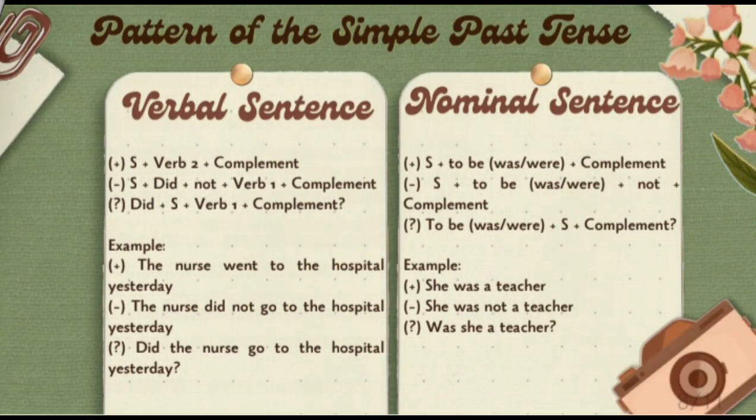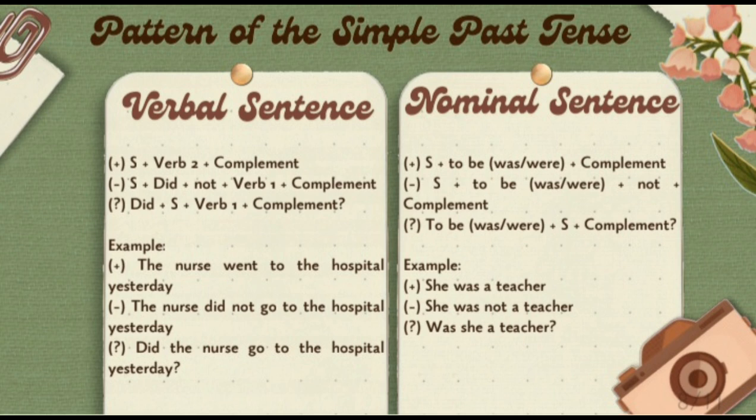The last is about the pattern of the simple past tense. It is the important part of simple past tense. You can see here we have two types of sentence. There is verbal sentence and nominal sentence. We have to discuss the verbal sentence first.